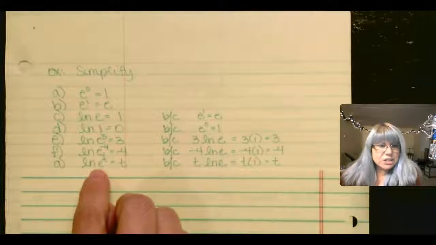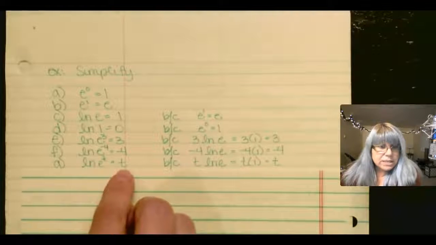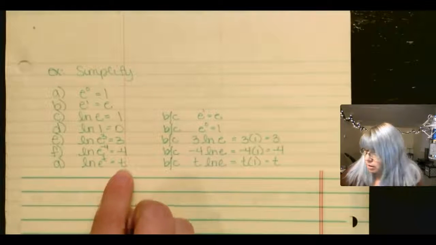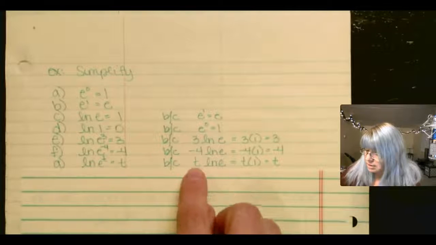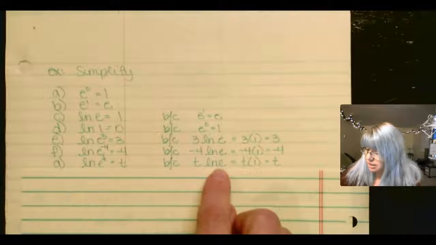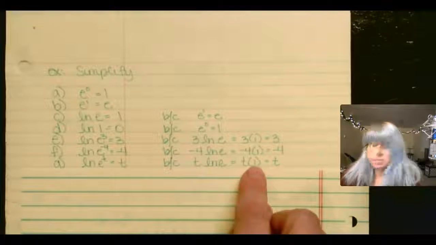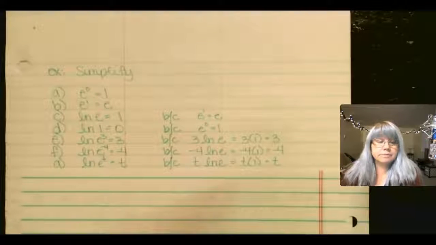The ln of e to the t, well, it equals t. Same rule as before. We're going to bring the t out front, so it's t times the ln of e. The ln of e is 1, so t times 1 is t.